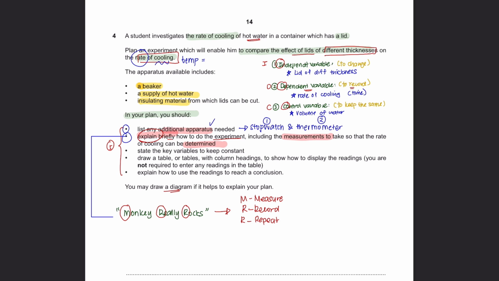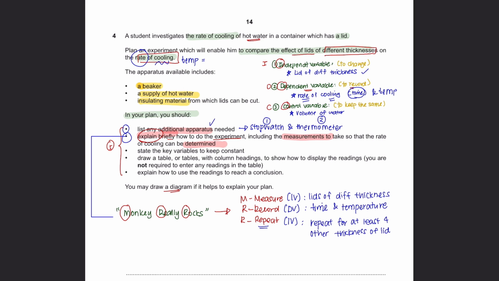You are always going to measure your independent variable, which in this case is the lid of different thickness. Next, you're going to have to record your dependent variable, which in this experiment is your rate of cooling, which means you have to measure the time and the temperature. And lastly, do not forget to mention repeat. What you're repeating in the experiment is always your independent variable, which is the lids of different thickness, so you can mention that you repeat for at least 4 other thicknesses of lid. Okay, you're done for the second bullet point.